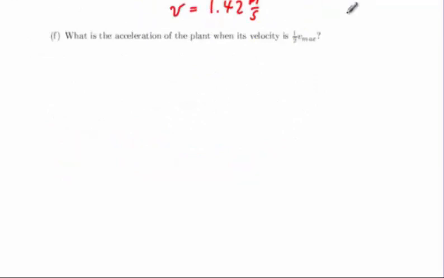Part F asks us to find the acceleration of the plant when its velocity is half of its maximum. We'll formulate this as a well-formed question, and we recognize that to satisfy the question we must supply a value for the acceleration variable, which is not a constant but oscillates between plus and minus its maximum value. To make this into a well-formed expression, we need to supply the condition that velocity is velocity maximum over 2.